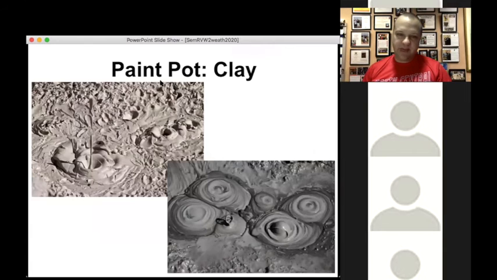Remember that a paint pot forms in mud, and mud is usually made of the sediment size clay. You have sand, silt, and clay is the smallest, but it makes mud when it gets hot.